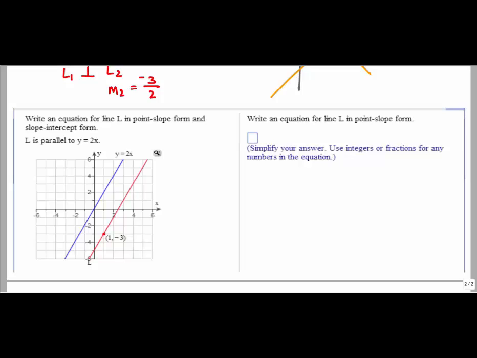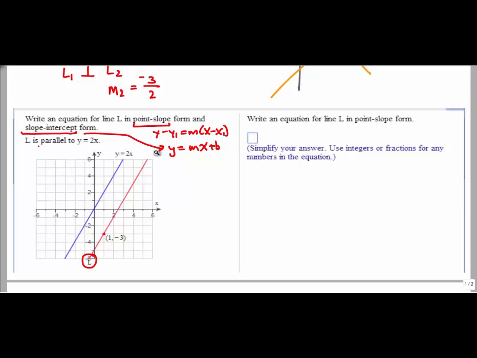It says write an equation for the line L. Okay, so here we need to make sure, here's the line L right here. So write an equation for the line L in point-slope form. So when we think about point-slope form, that's y minus y1 equals m times the quantity x minus x1. And slope-intercept form, that's going to be y equals mx plus b.